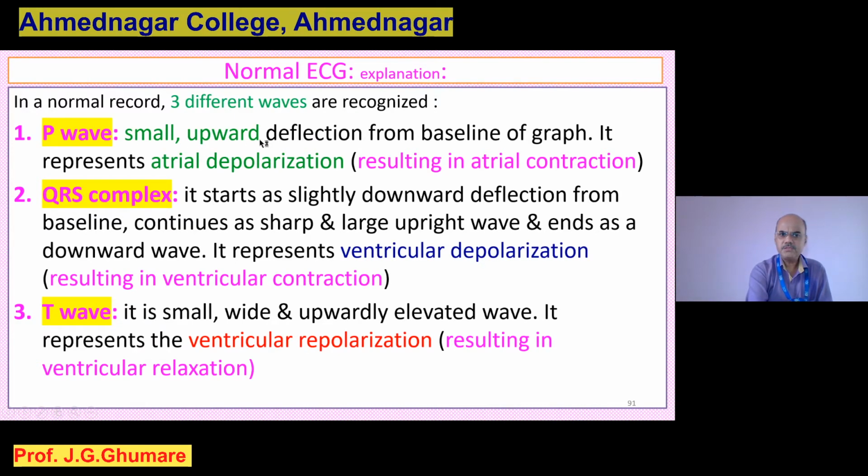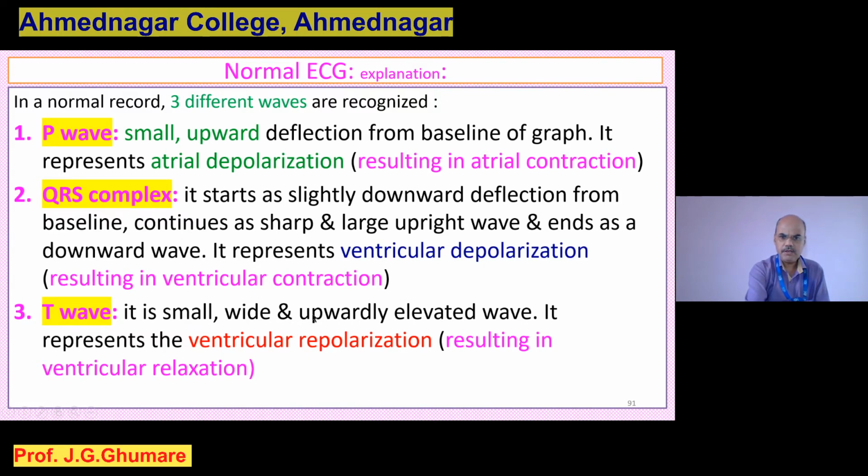I told you it is the one which is a small, upward deflection from the baseline of the graph, and the one which represents atrial depolarization. Depolarization means atrial contraction. Remember. Okay. The second one is the QRS complex. I told you that will start with a slightly downward deflection, takes up a sharp and large upward wave, and that will end up again in a downward wave, the one which represents ventricular depolarization. Depolarization means ventricular contraction.